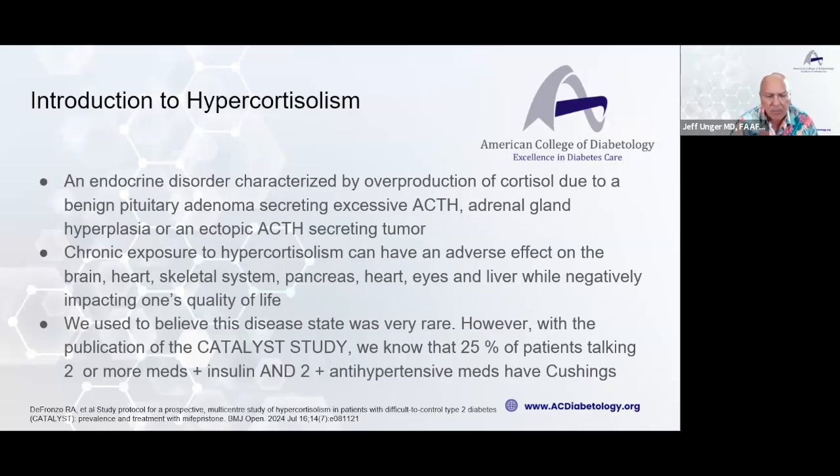He does. Now, we've learned a lot about hypercortisolism in the last year. There was a study that was produced called the Catalyst study, which showed that people that are using two or more diabetes meds, plus insulin, plus two or more antihypertensive meds, have a 1 in 4 chance of suffering from hypercortisolism, also known as Cushing's. I should point out that Cushing's has a couple of different connotations. Cushing's disease means that the problem is coming from the pituitary gland, overproduction of ACTH. Cushing's syndrome means that the problem is coming from adrenal hyperplasia.